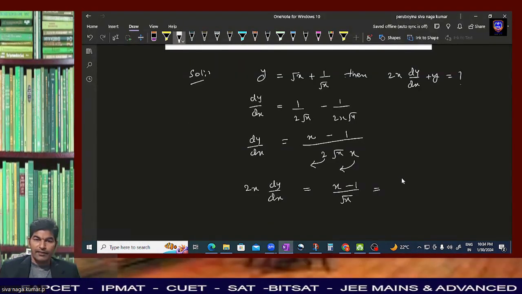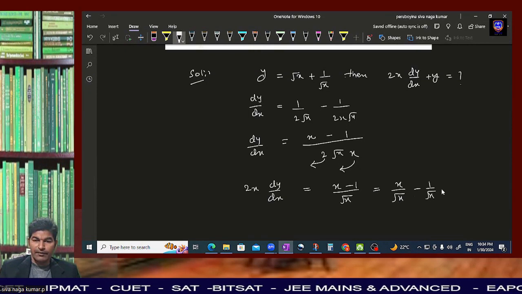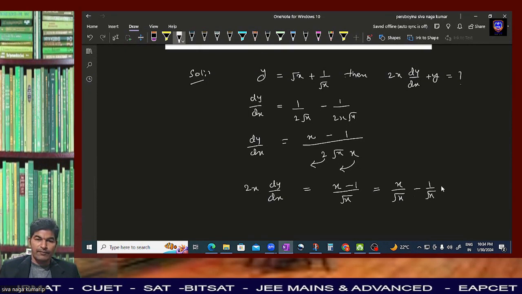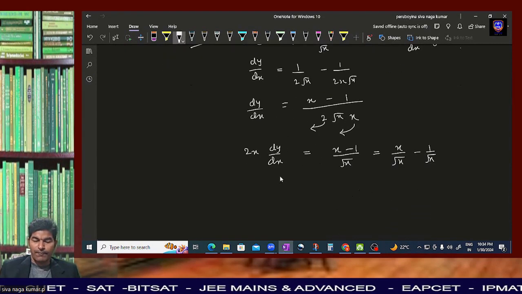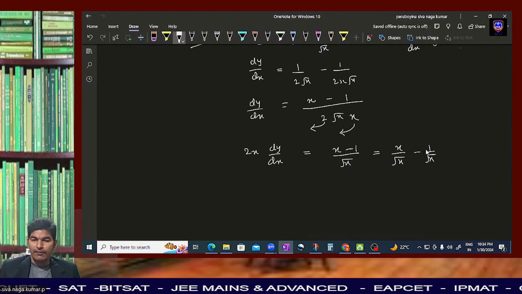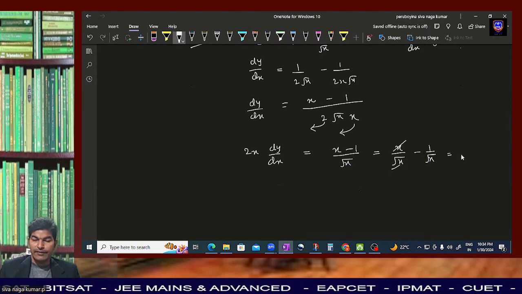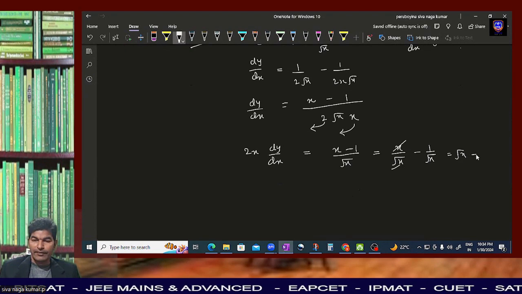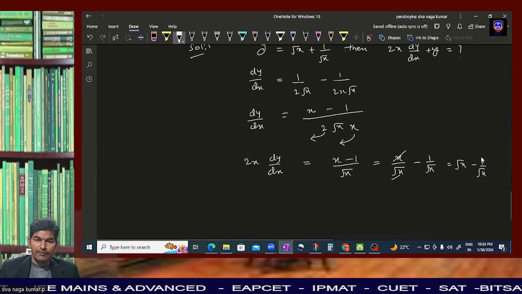Now we will separate. So x by root x minus 1 by root x. Fine. So therefore this will be equal to, x gets cancelled, in x how many times? Root x times. Root x minus 1 by root x. Fine.